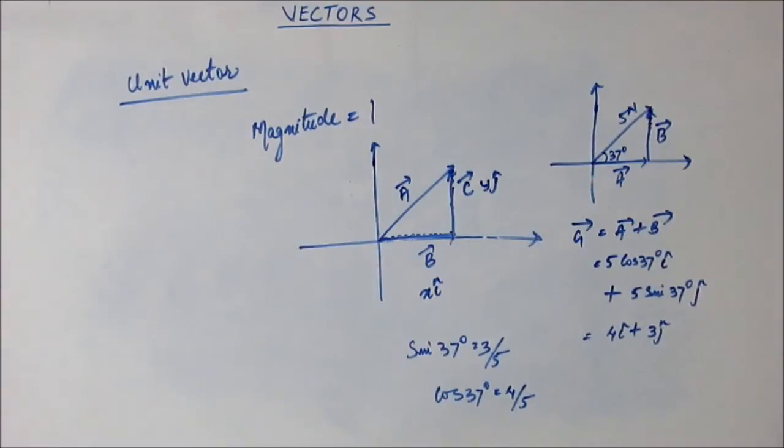So the given vector can be broken along x-axis and y-axis. If somebody asks what is the component along x-axis, the component along x-axis is 4. The component along y-axis is 3. So these are the components of this vector along x-axis and y-axis.